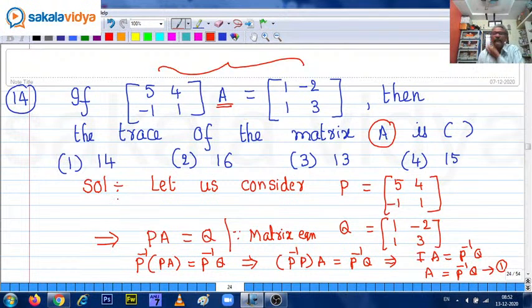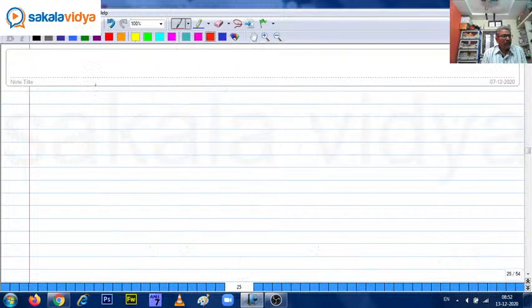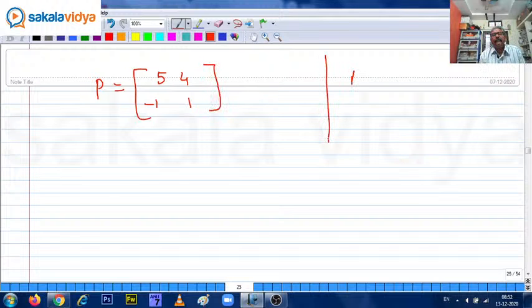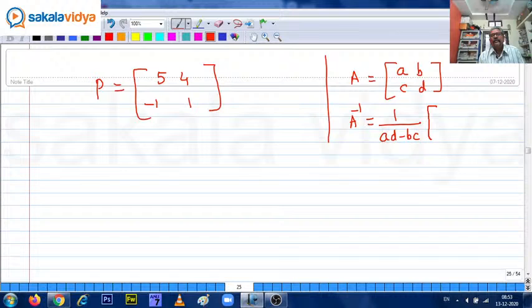My dear children, carefully observe. So that means we need to find the inverse of this matrix. So first, P is equal to what is given? 5, 4 and minus 1, 1. Let me explain. For example, A is equal to the matrix ABCD. Its inverse, A inverse, is given by 1 by the determinant, AD minus BC, times the adjoint matrix. So interchange these two elements, D and A, and change the sign of these two elements, minus B, minus C. In a similar manner, let us find P inverse.